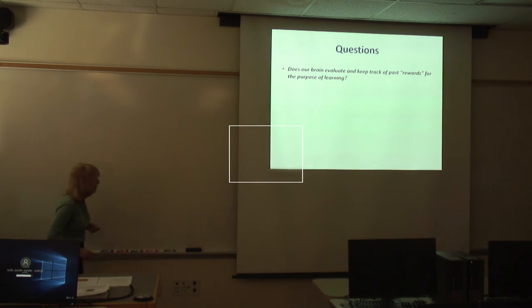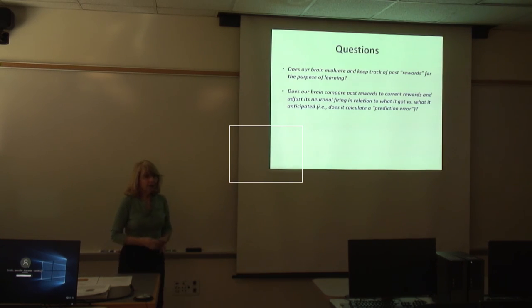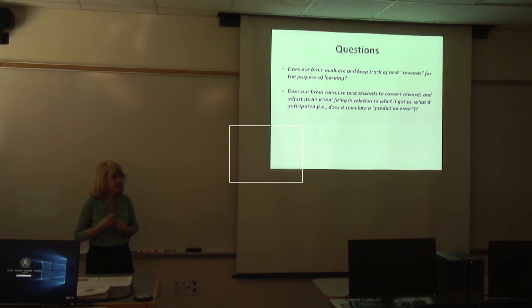So we have some questions here. Does our brain evaluate and keep track of past rewards for the purpose of learning? Does our brain compare past rewards to current rewards and adjust its neuronal firing rate in relation to what it got versus what it thought it was going to get? I.e., does it calculate a prediction error? So I think I'm going to get a certain reward, and then I get a reward. Did my brain have any preconception of what I was going to get based on past experience?